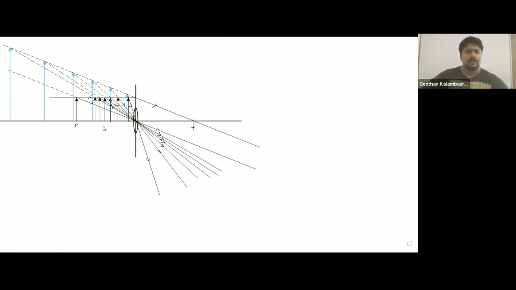So what can I say about the magnification? When the object is at f, the image is at infinity. The magnification is the image height, capital H, over object height. When the distance is 0, image and the object are the same. When the distance is f, image height is infinite and the object height is the same object height. So the magnification becomes infinite.